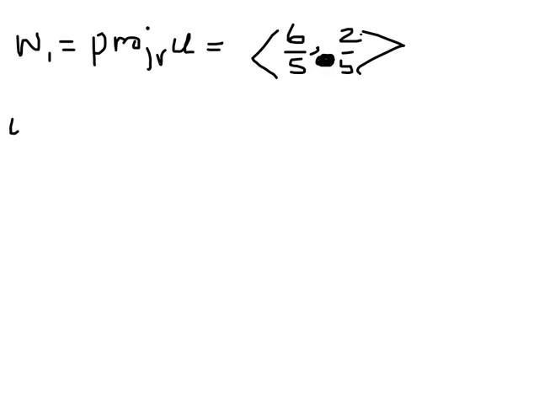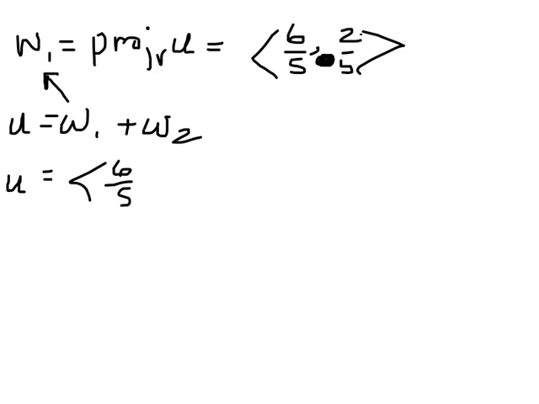Now the second part of the problem we were trying to work was to write U, and remember that U is defined as the W1 and the W2 that we had drawn in the picture. We wanted to write U as the sum of two orthogonal vectors. Well, we've already got W1 right here. So U is going to be equal to 6/5, 2/5, and we need to add in another vector. So I need to fill this in with W2.